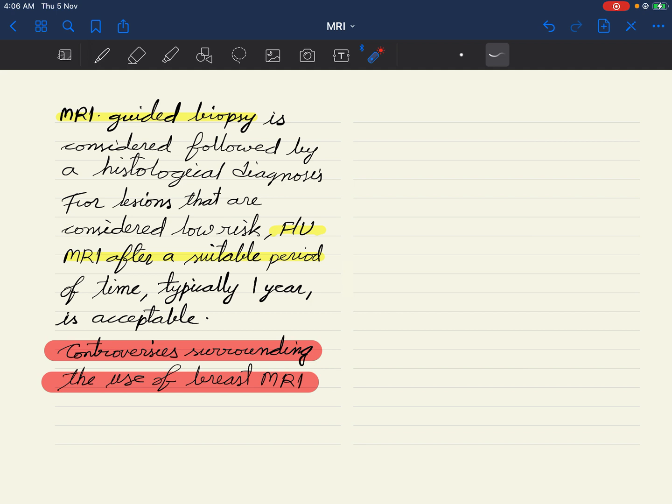So this is all for today. There is also scope to talk about controversies surrounding the use of breast MRI, and also about breast implant MRI. Maybe we will talk about it later on.